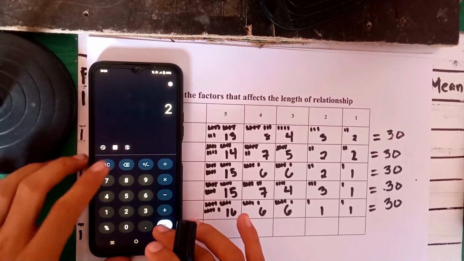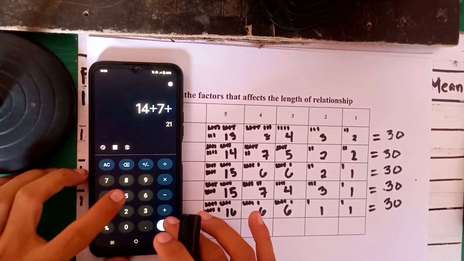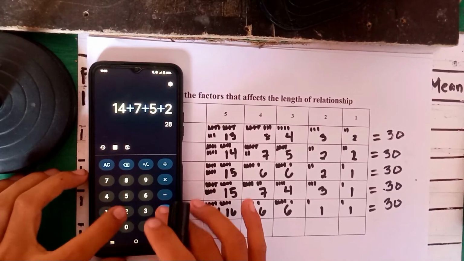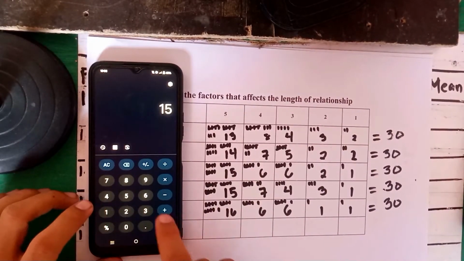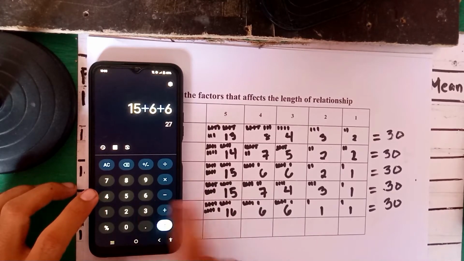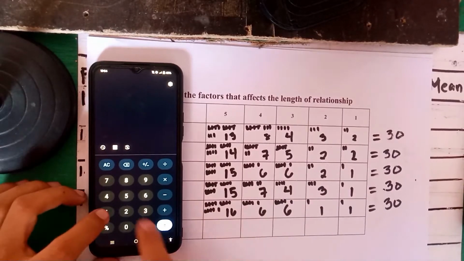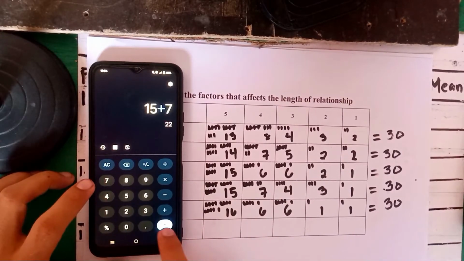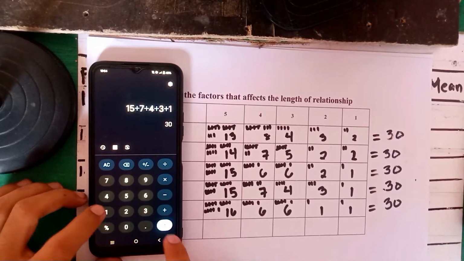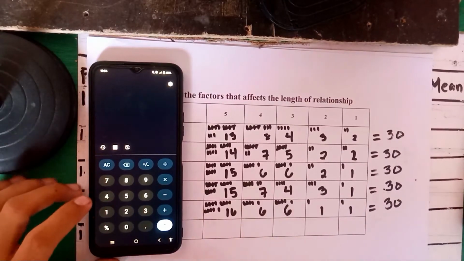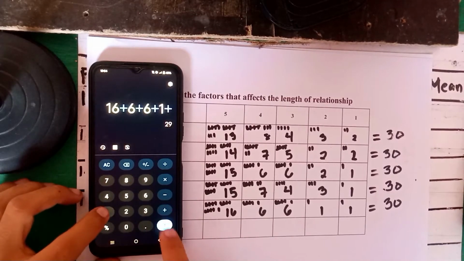plus 2 plus 2, we have 30. 15 plus 6 plus 6 plus 2 plus 1, that would be 30. Correct. So 15 plus 7 plus 4 plus 3 and plus 1, that would be also 30. Correct. We have 16 plus 6 plus 6 plus 1 and plus 1, it would be 30.